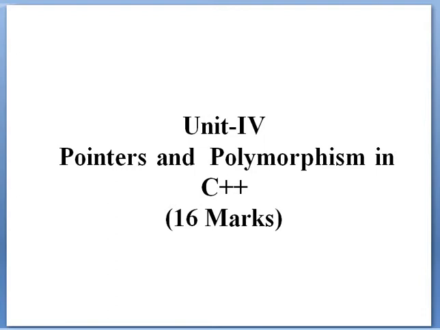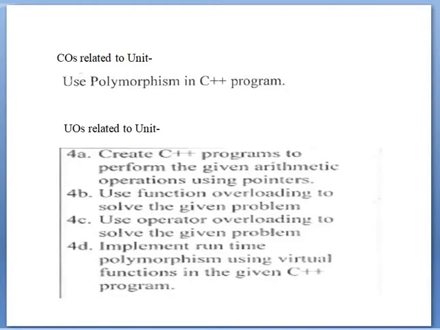This is the lecture of object oriented programming using C++. In the last session we have already started our fourth unit, that is pointers and polymorphism in C++. This chapter has 16 marks. Already we have seen the course outcome related to this unit, that is, after completion of this unit we will be able to use polymorphism in C++ programs.